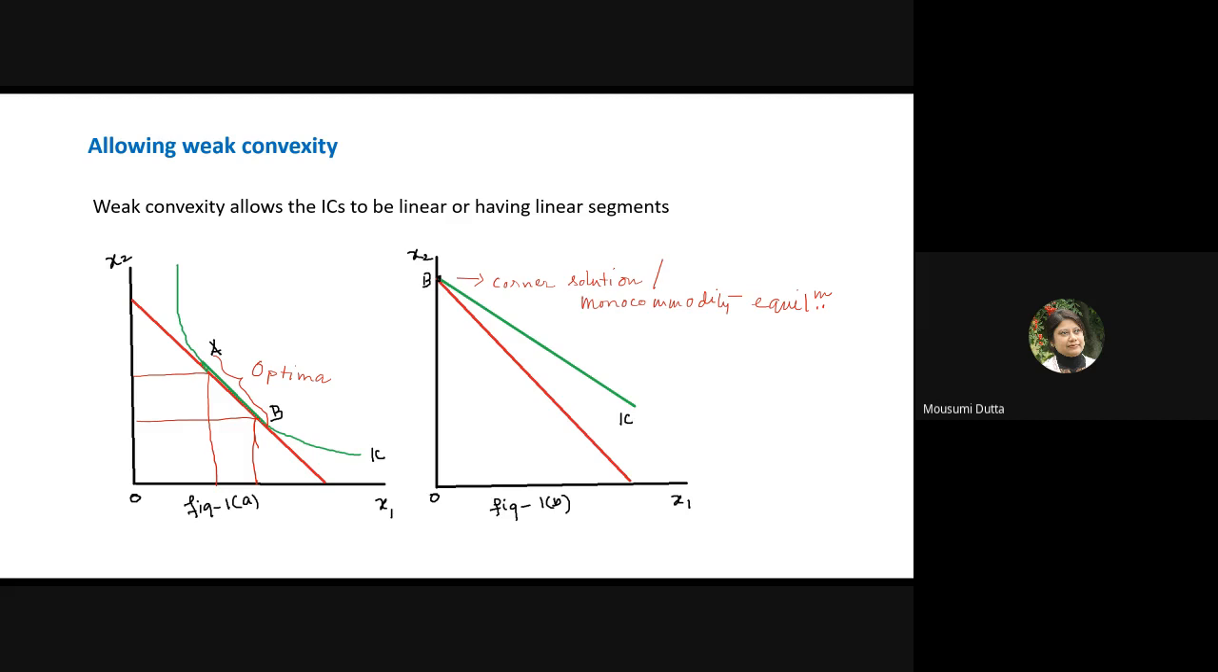Please add: weak convexity permits the indifference curves to be linear, or to have linear segments.